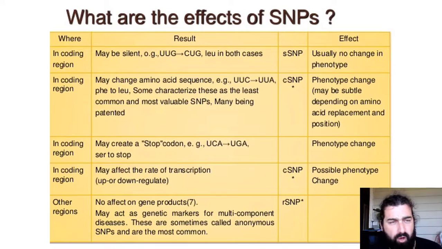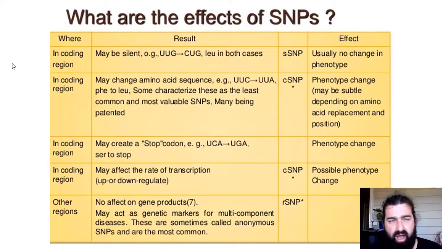But that top one is the most common. So this is not the most common one. In a coding region, so this is in a region where we have a gene, there is more than one outcome. Just because you have an SNP doesn't mean that your gene will act differently, because genes use thousands and thousands and thousands of DNA bases and nucleotides, and not all of them are critical.